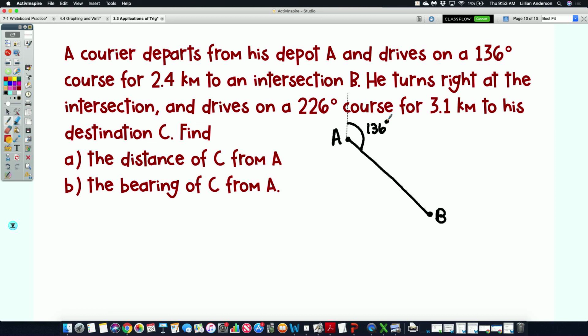Did you guys have that in your picture? On top of that, you can put that this is 2.4 kilometers. That's how far he went to get to intersection B.